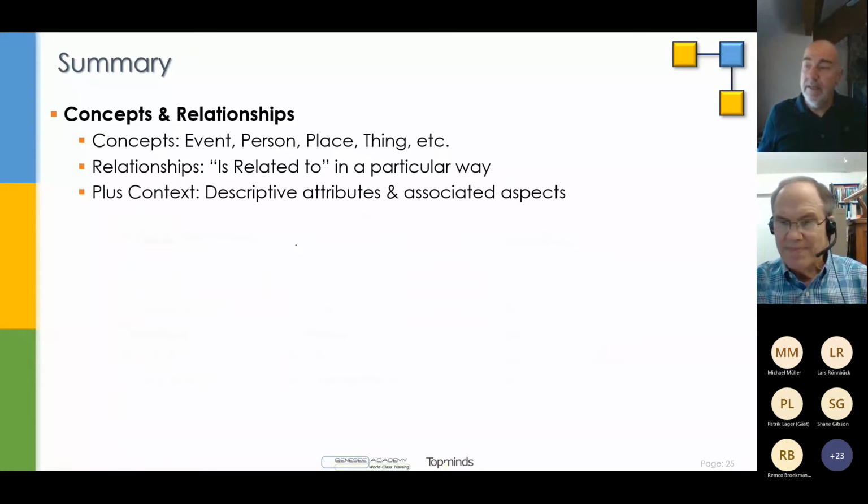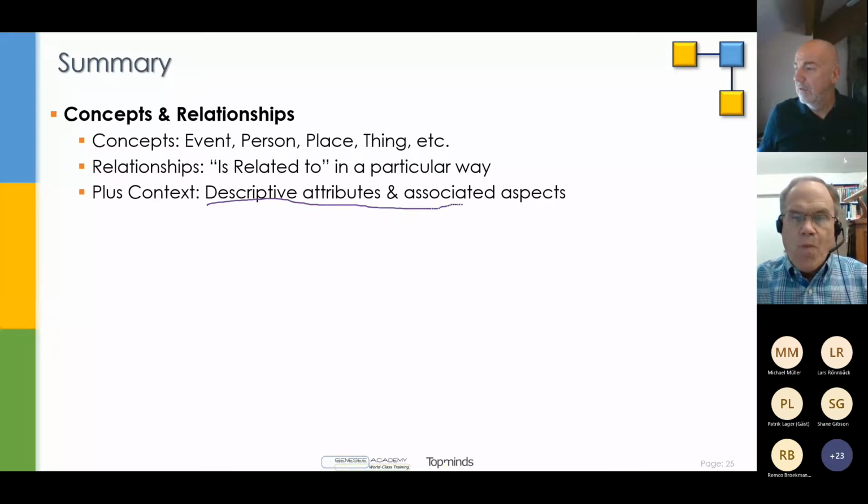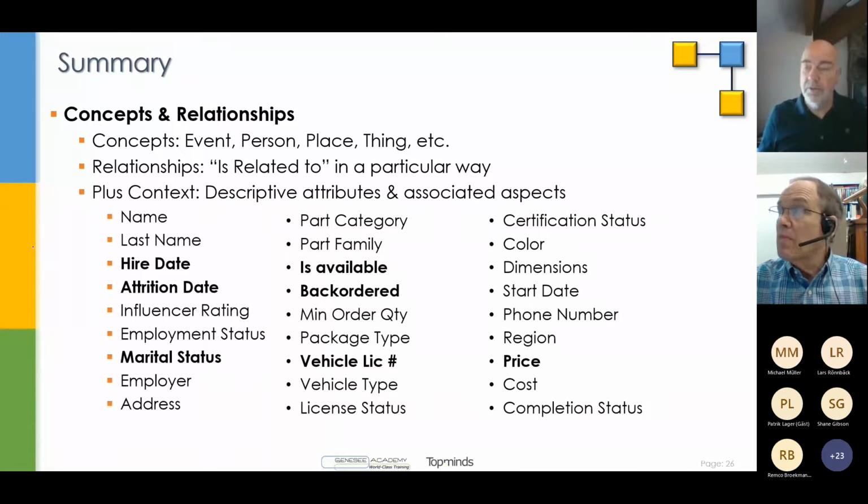Now we can also add the idea of context, like we did with the satellite, with the attributes. Descriptive attributes and associated aspects of whatever the CBC is. Well, these things might include, of course, name, last name, hire date, attrition date, influencer rating, whatever. As we know, it's possible for an entity, for a CBC, a core business concept, for a dimension, to have hundreds and hundreds of attributes that describe them in some way, that have a relationship of key dependency for that concept instance, right? That's very possible to do.